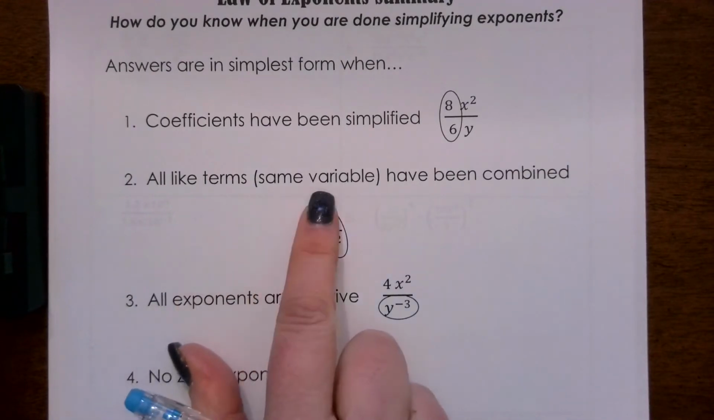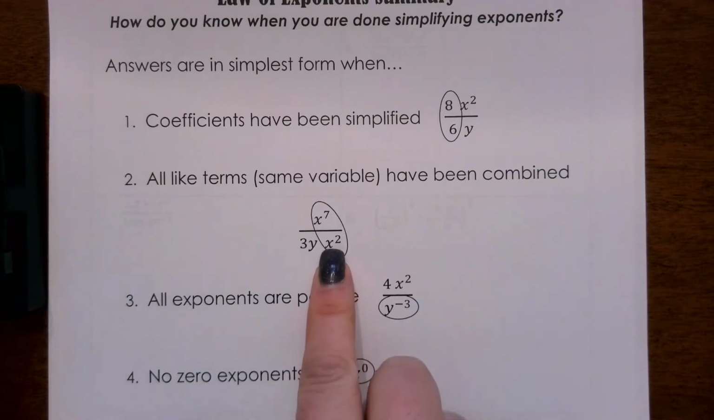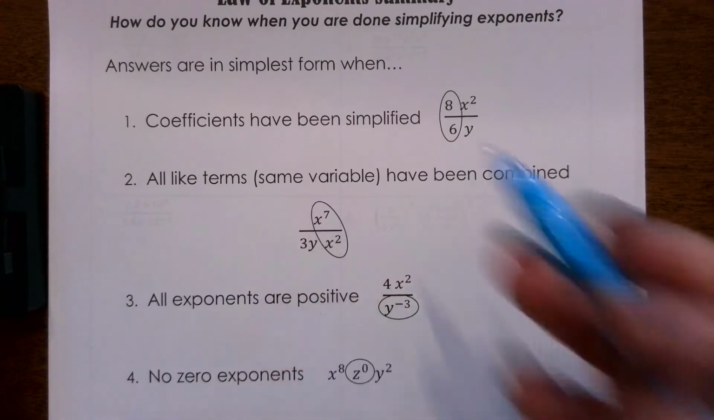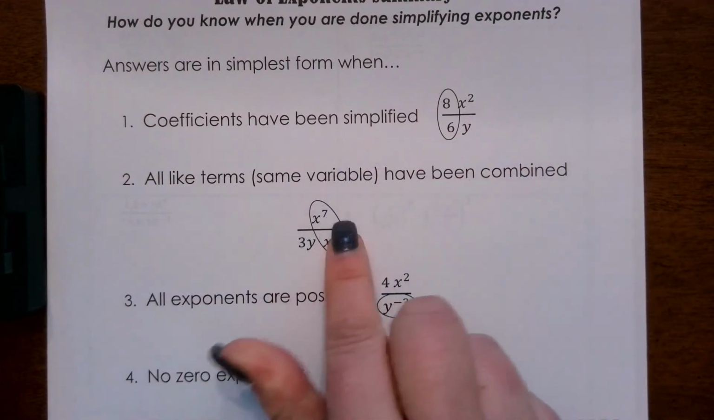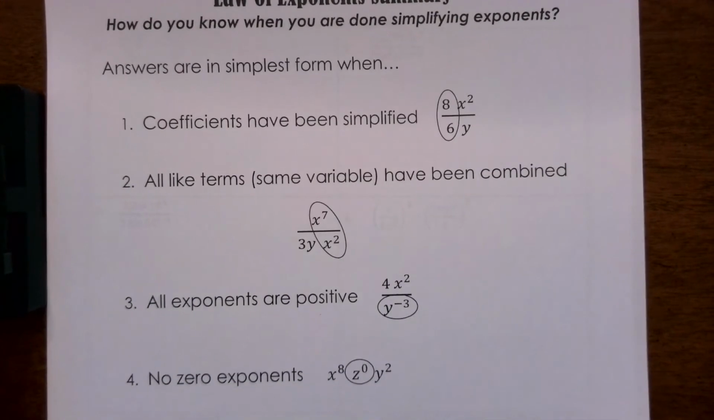All like terms, or those same variables, have to be combined. I can't have bases of x in the numerator and the denominator. I can't have an x to the 5th up here in the numerator. Everything has to be combined or it is not fully simplified. I can use the rule that suits me best to simplify them, but I've got to combine them.